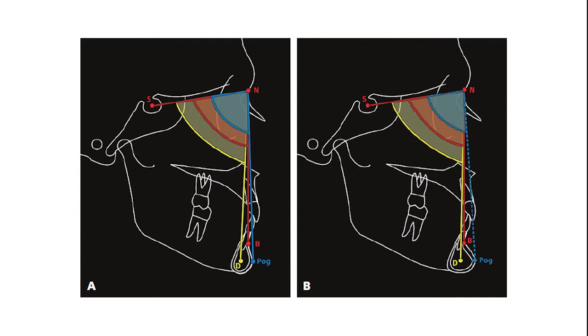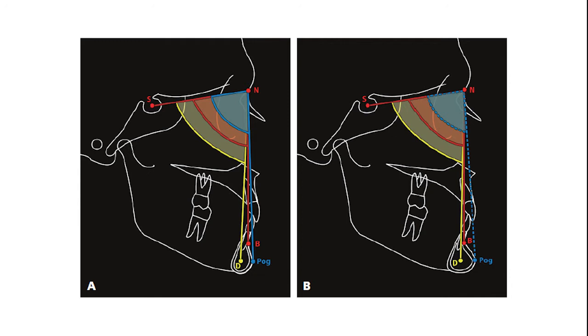Point B is actually a dento-alveolar and not a skeletal point. Therefore, the angle SNB demonstrates the position of the mandibular dento-alveolar process, apical base, to the anterior cranial base, whereas the angle SND more accurately expresses the relationship of the mandibular skeletal base to the anterior cranial base.